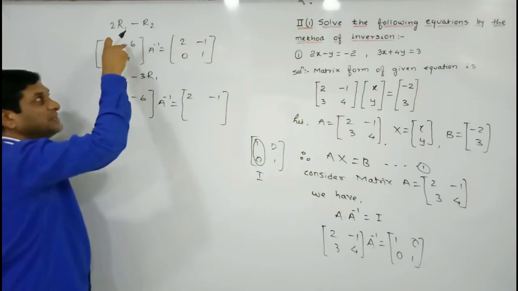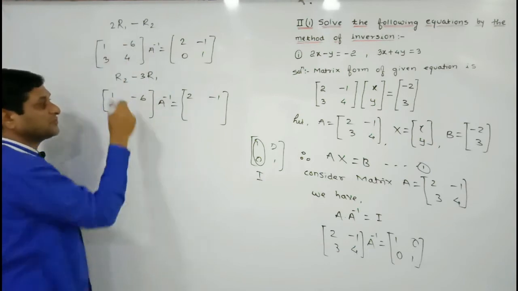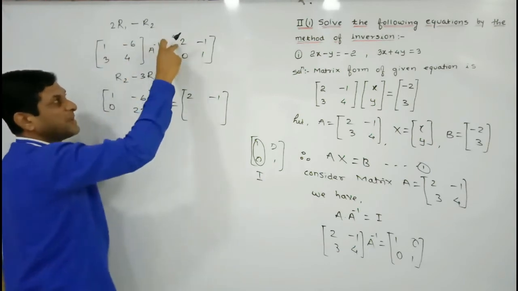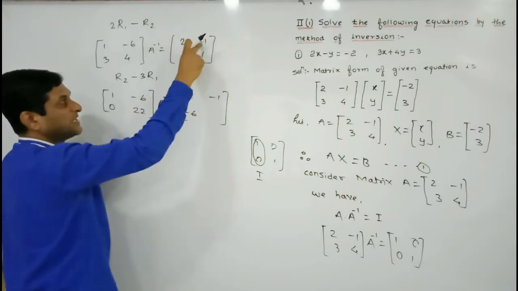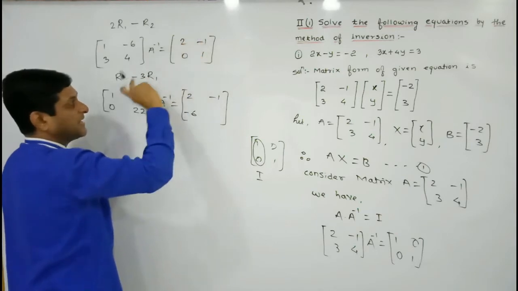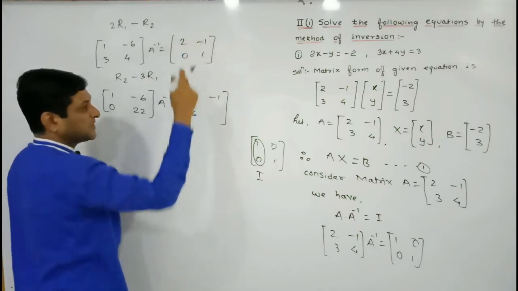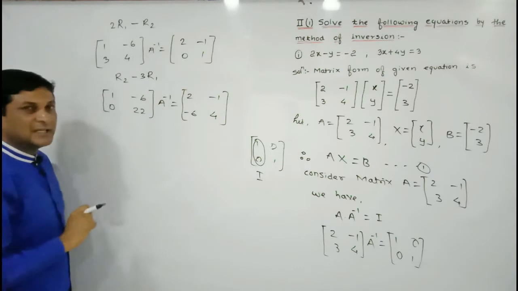Multiply by minus 3, here we will get 18. 18 plus 4 will be 22. Multiply by minus 3, here we will get minus 6. Minus 6 plus 0 will be minus 6. Multiply by minus 3, here we will get minus 3 into minus 1 is plus 3. 3 plus 1 will be equal to 4.